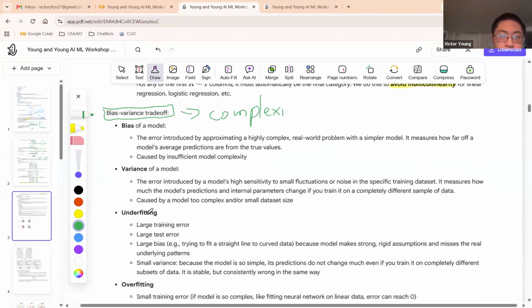So a model like linear regression is not very complex. It is just a matrix multiplication and that's it. For each of the features, we just multiply it by a weight, add it all together, plus the bias, that's it. So the bias of a model is the error introduced by approximating a complex real-world problem with a simpler model. And variance means the model's too complex. It is very sensitive to small fluctuations or noise in the training data set.